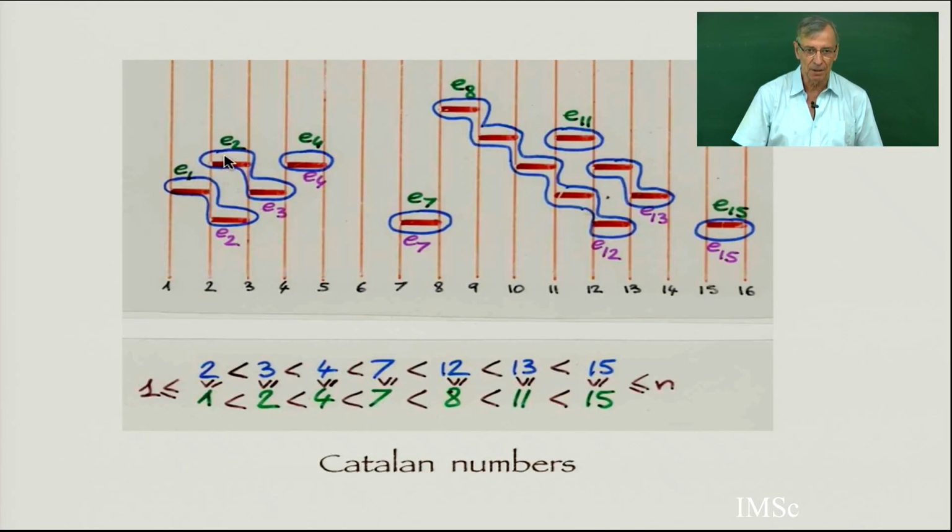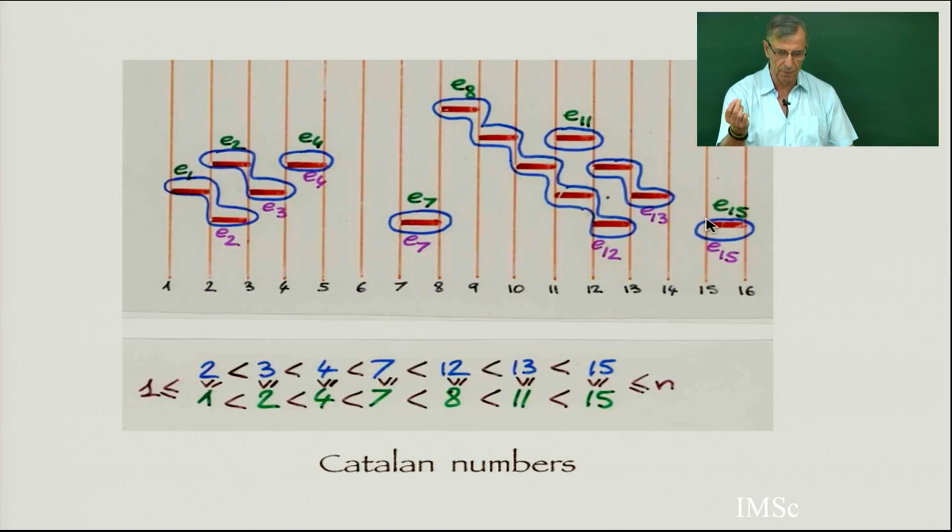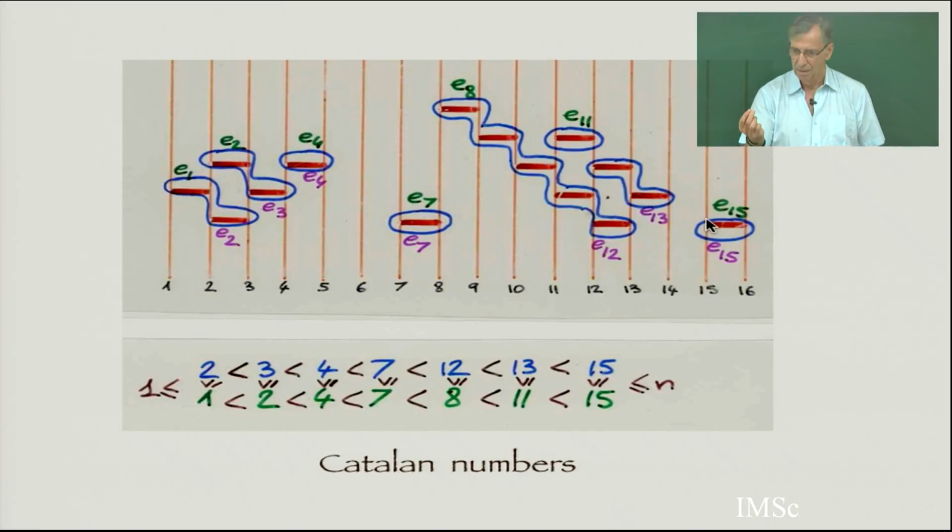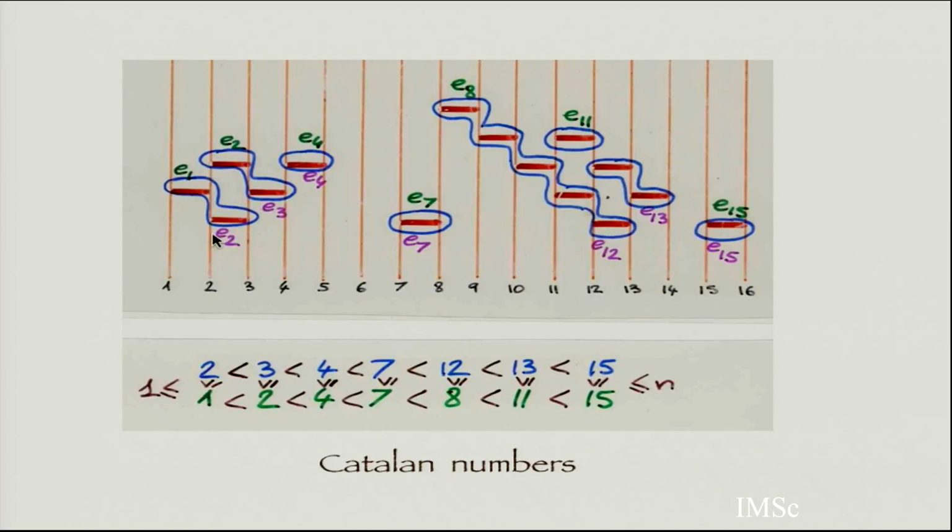And for these green elements, the first condition is that the indices must be strictly increasing. See here in green: 1, 2, 4, 7, 8, 11, 15. These are the indices of the topmost element of each stair. Second condition: now you take the minimum element of each stair, E2, E3, E4, E7, E12, E13, E15, then this sequence of elements must also be strictly increasing.